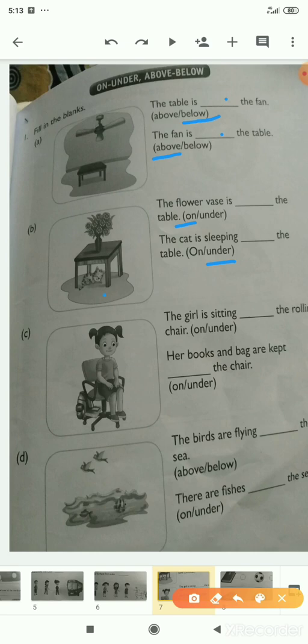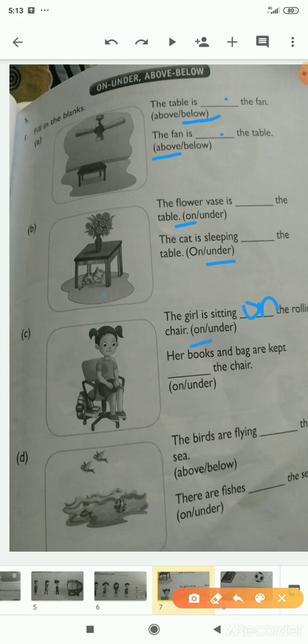Next, the girl and her bag. The girl is sitting dash the rolling chair. So where is the girl sitting? Very easy. The girl is sitting on the chair. So here we will write on. And where is her bag?